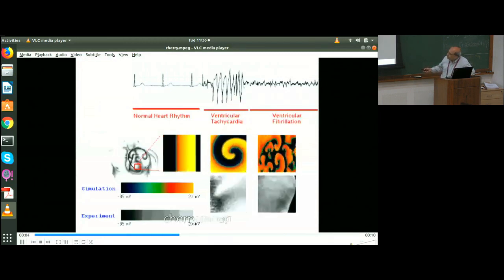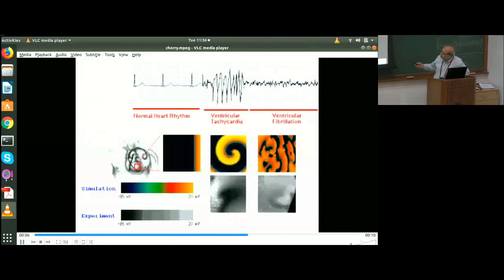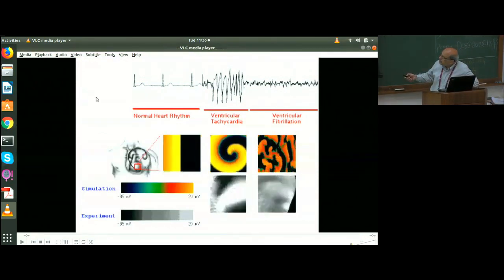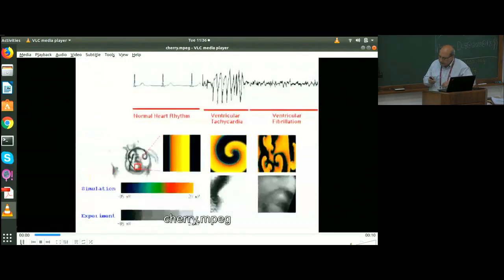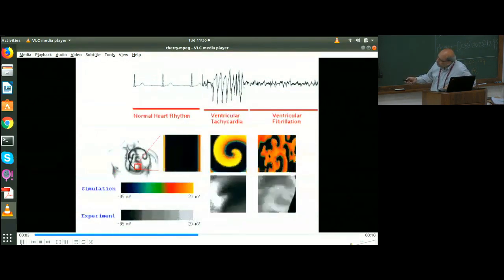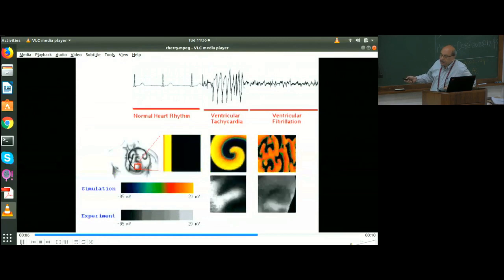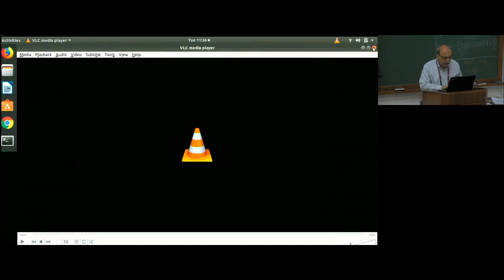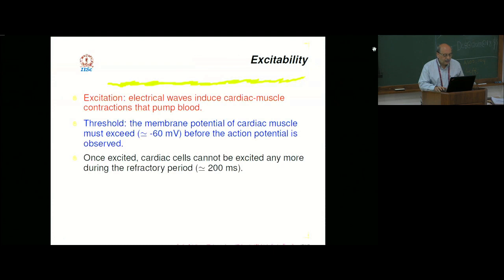That's the plane wave from the sinoatrial node. Ventricular tachycardia is associated with a single spiral wave, and let me just play it one more time. And ventricular fibrillation is associated with the broken spiral waves, and here are actual measurements in tissue, okay? So you can't see that very clearly, but this is the phenomenon that we are after today in today's talk.